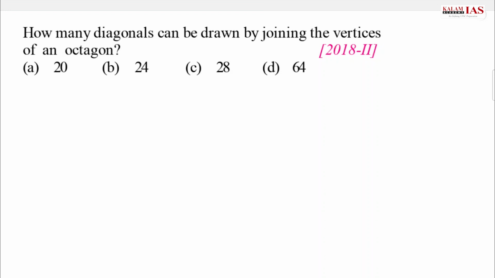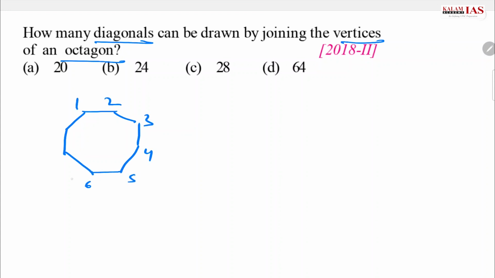In this question, we have to find how many diagonals can be drawn by joining the vertices of an octagon. So what is an octagon? An octagon is a polygon having 8 sides. 1, 2, 3, 4, 5, 6, 7 and 8. This is an octagon, a polygon having 8 sides.